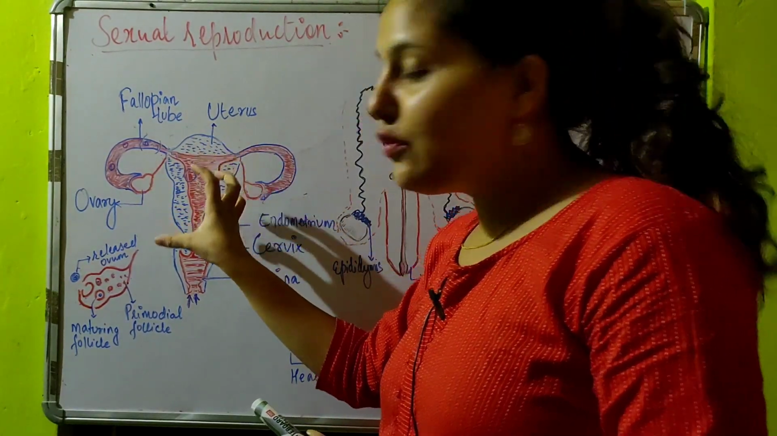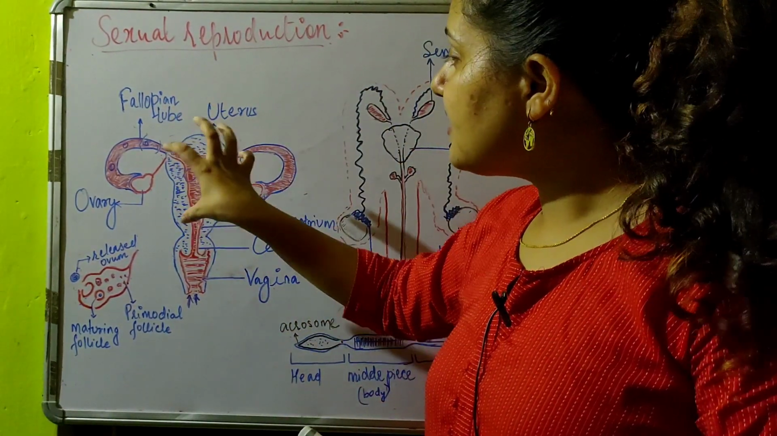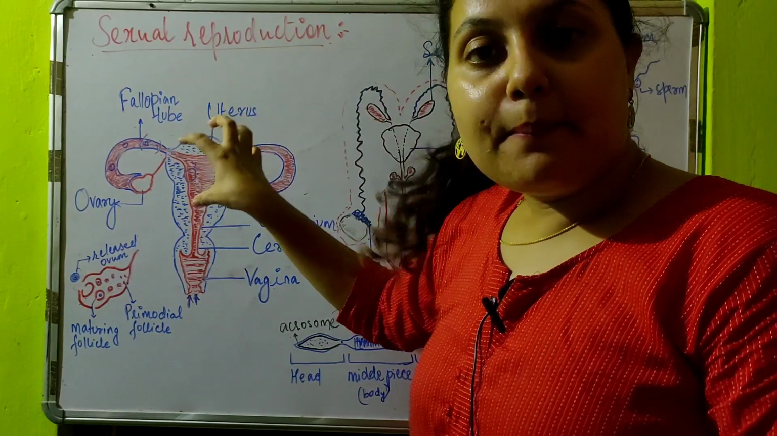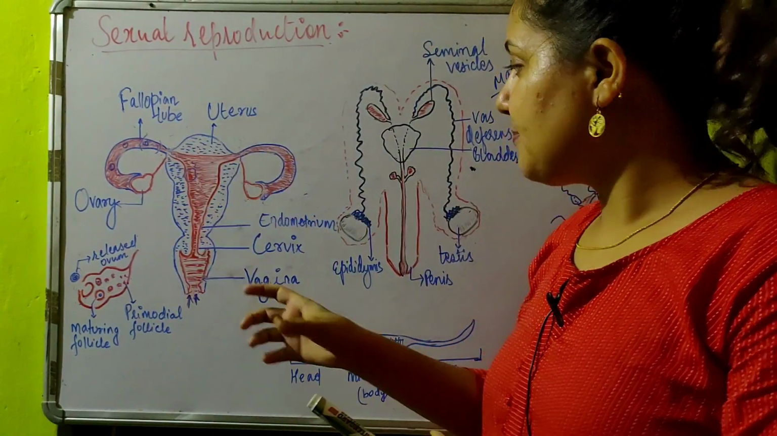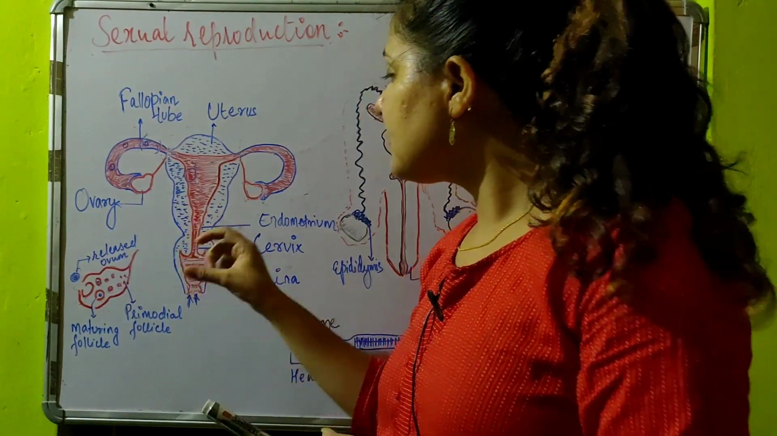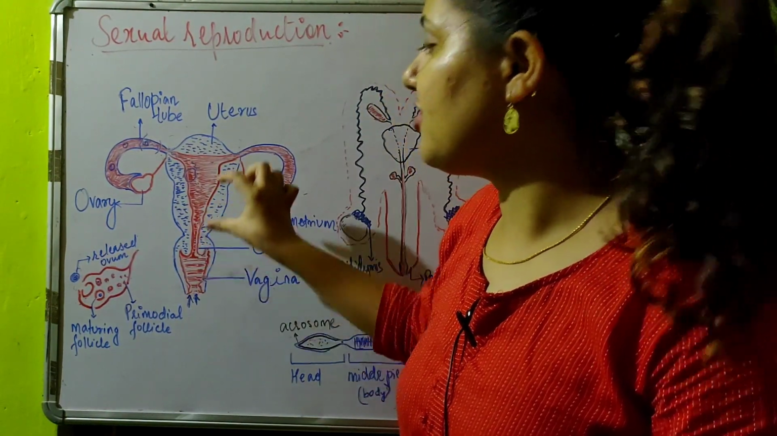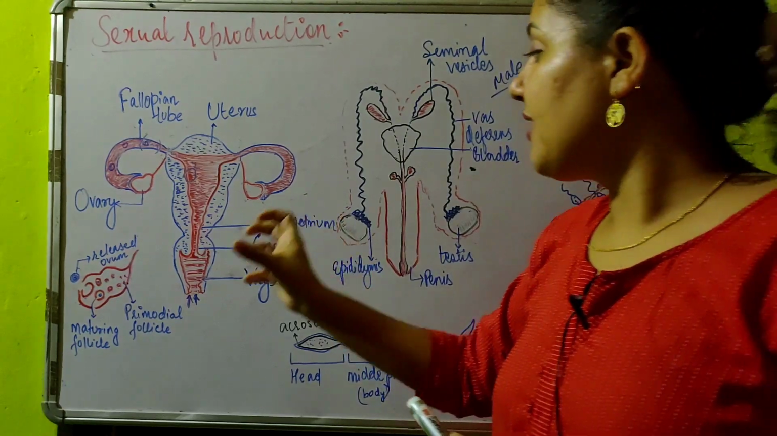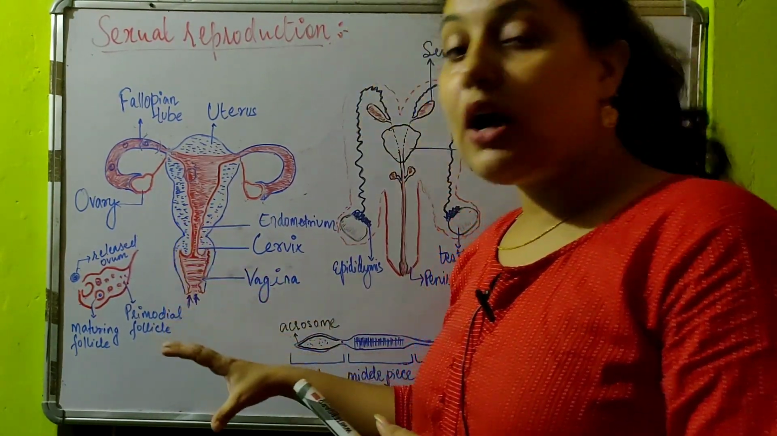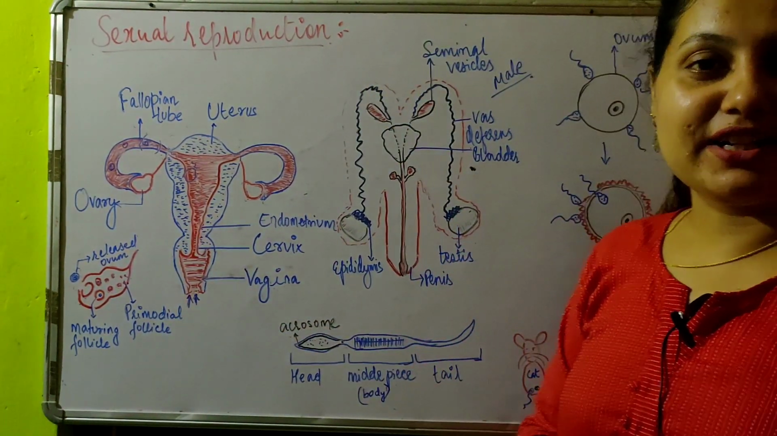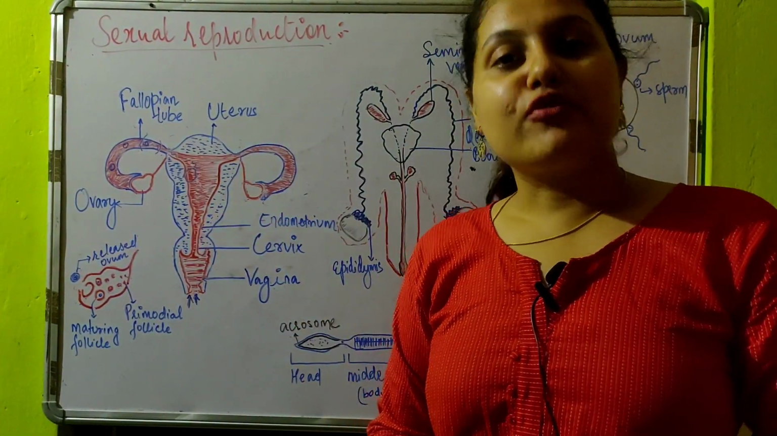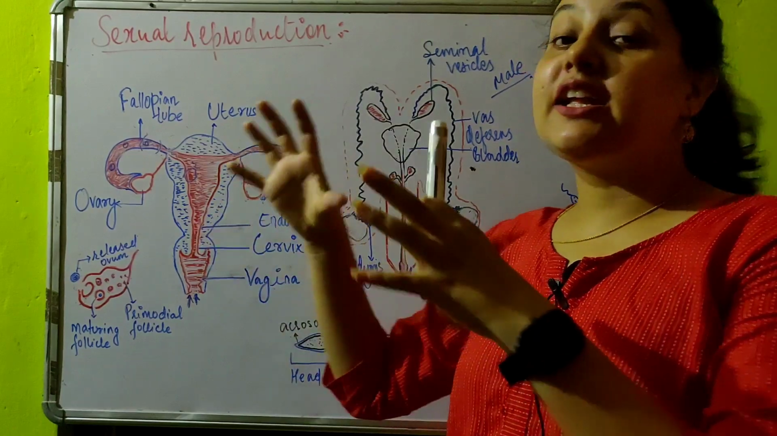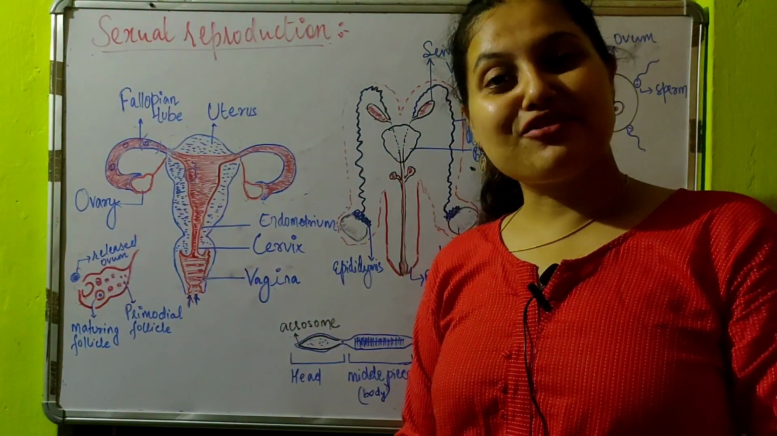Now there is a uterus. The uterus is the place where the maturation of the baby takes place. The cervix is the interconnection between the vagina and uterus, and the vagina is the outermost part of the female reproductive system, which connects the female reproductive system with the outside world. These parts take part during sexual intercourse.